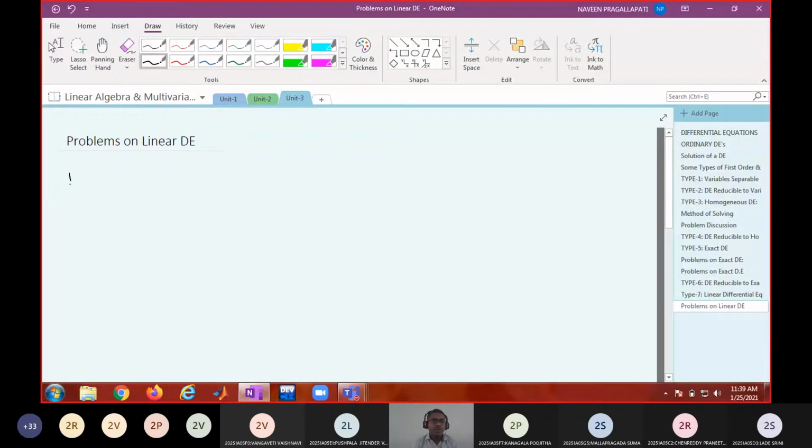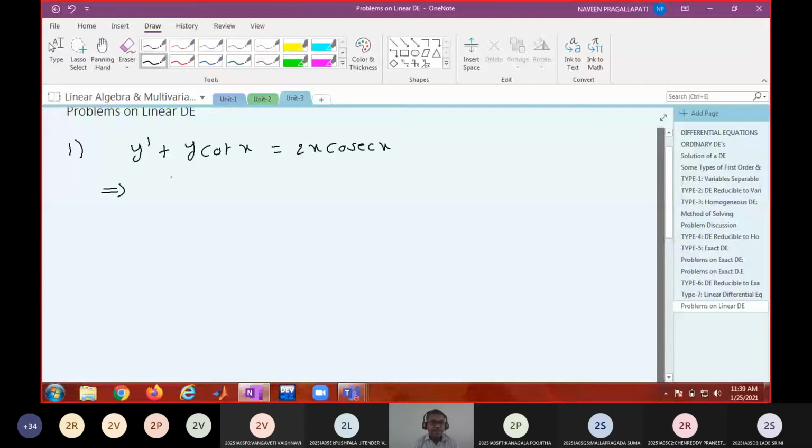So note down the first problem. y' plus y cot x equal to 2x cosecant x. So is this a linear differential equation or not? dy/dx plus cot x into y is equal to 2x cosecant x.